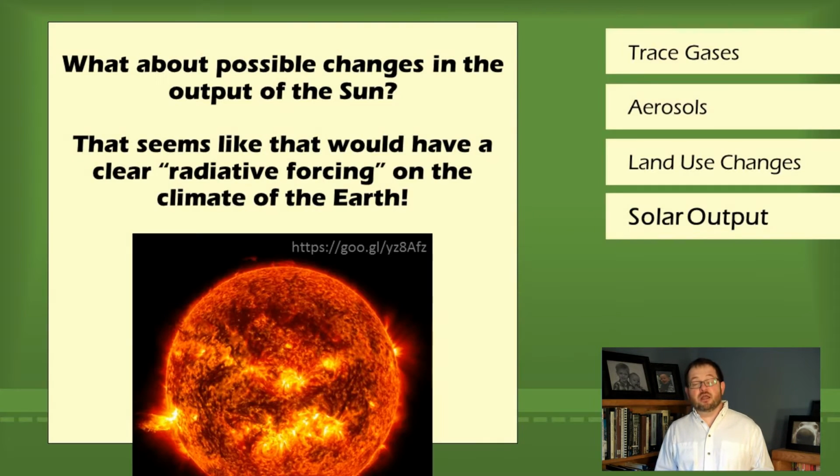What about changes in the sun? How about something we're not affecting? What about any possible changes in the sun? It seems like that would be a potentially very large radiative forcing on the Earth's climate. And there certainly are radiative forcings that happen because of changes in the sun.